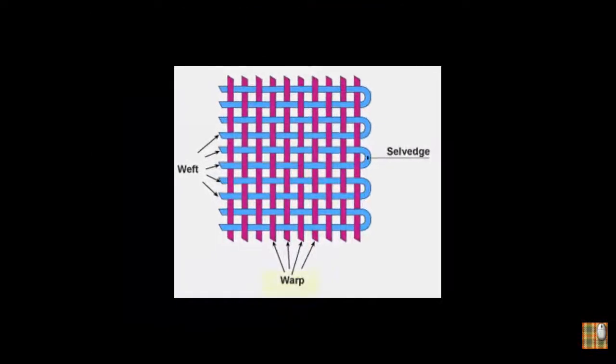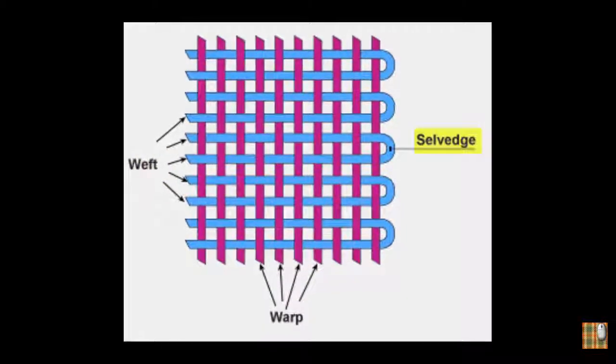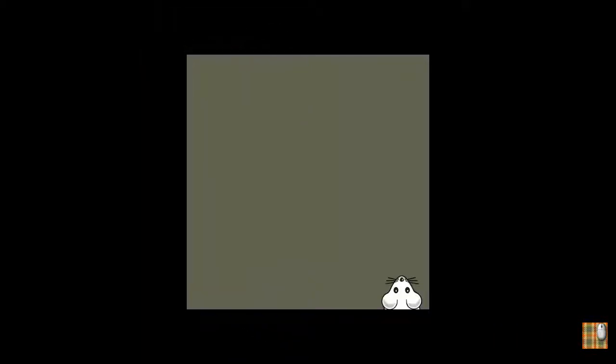Here we can see warp ends, weft ends, and the edge, which we call selvage. If we go back to our friend mouse, we can see it's making warp, and then it's making weft. Let's start to create plaid in Photoshop.